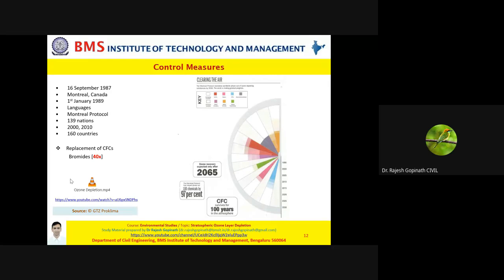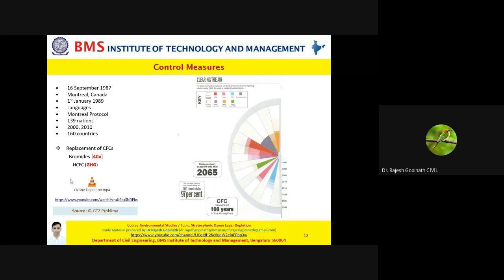Now what after the Montreal Protocol? Now that you are banning the CFCs, what should be done? This is something interesting that you need to be aware of. As an outcome of the Montreal Protocol, it was decided that we need to find a solution for CFCs, and unfortunately the solution that they came up with was bromides. And very well now we know that bromides are 40 times more dangerous than CFCs.